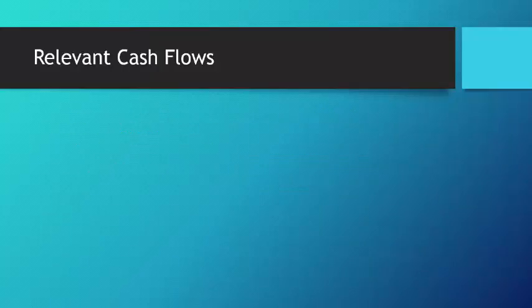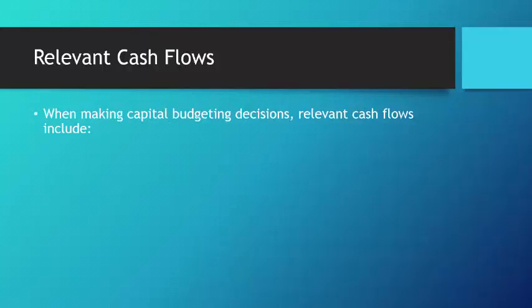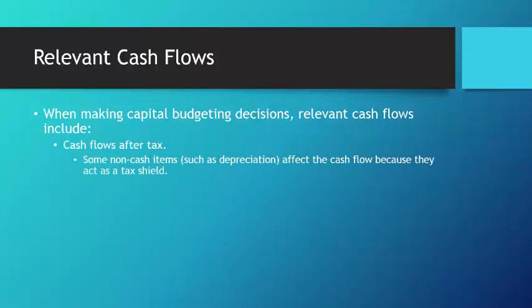So once we figure out who we go to and how we gather this data, these numbers, the second big issue is figuring out what cash flows are relevant and which ones aren't, because not all cash flows are relevant to this particular decision. When making a capital budgeting decision, only relevant cash flows should be included. Those would include any cash flows after tax.